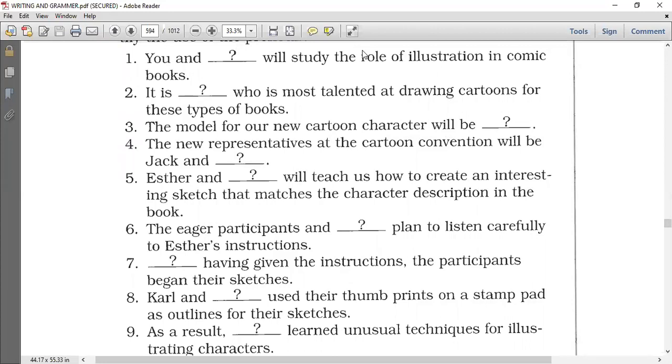Number 3. We still have a minute before the video ends. Number 3. He. Okay. This is Yasin, right? Yes. Okay. The model for our new cartoon character will be he or will be her. Okay. Or will be they or will be, but we have one model, a he or she. Thank you, Yasin. And thank you all.